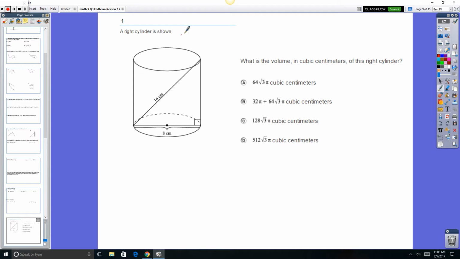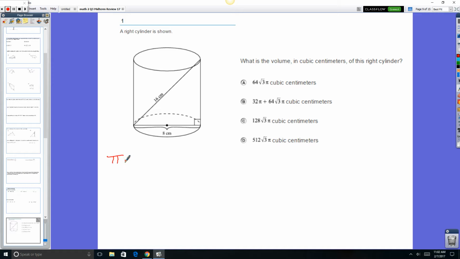A right cylinder is shown. You need to find the volume. So the volume is going to be the area of the base times how tall it is. So it depends on how big the base is and how tall it is. The base is a circle, so the area of a circle is pi times r squared.